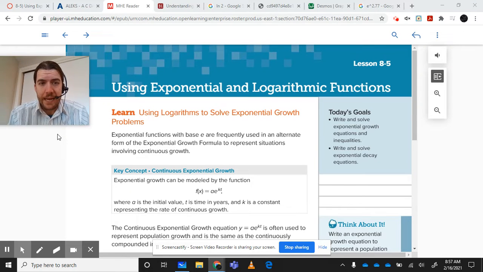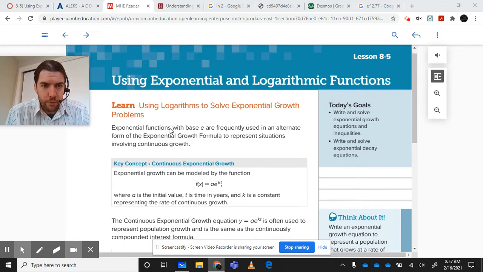Hello and welcome to lesson 8.5 on using exponential and logarithmic functions. Today we have a couple of goals. One is to write and solve exponential growth equations and inequalities. The other is to write and solve exponential decay equations.